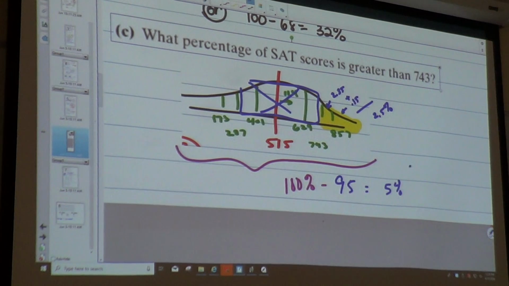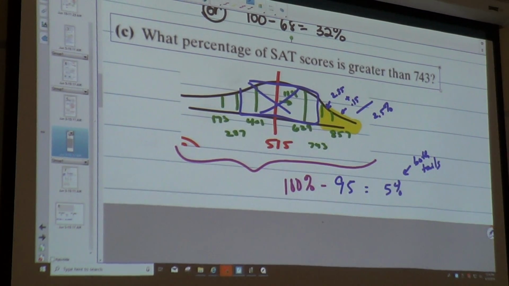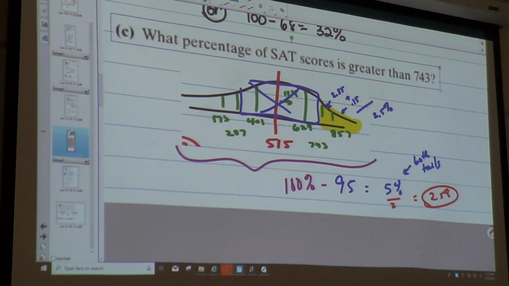But that 5% represents both tails. Do I need both tails? I only need one tail. So what do I have to do to that answer? Cut it in half. So if you're a memorizing person and you just want to memorize, let me just add up 2.35 plus 0.15, that's fine. If you want to truly use the 68, 95, 99.7 rule, that's fine too. Does not matter to me. Just get it right.